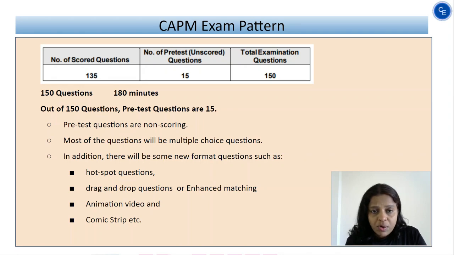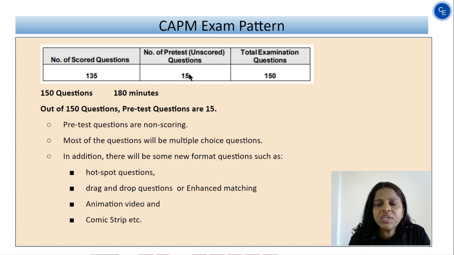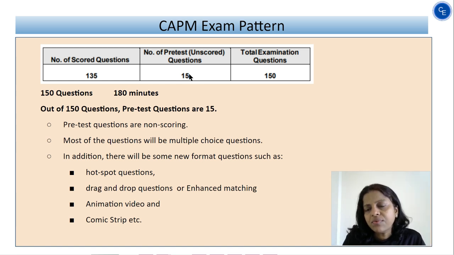As per the new format of the CAPM exam, there are a total of 150 questions expected in the exam, out of which 135 are scoring questions, and the rest of the 15 questions are non-scoring questions because they are pre-test questions. And since they have changed the exam pattern, they have also changed the question types.